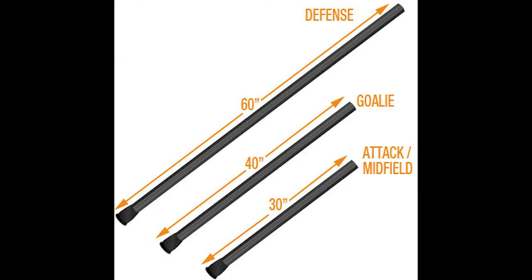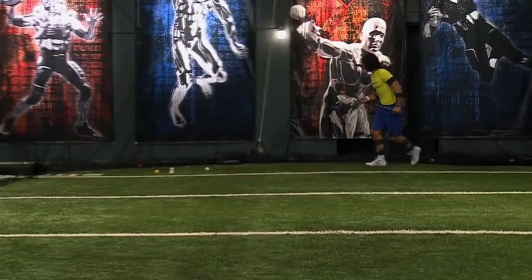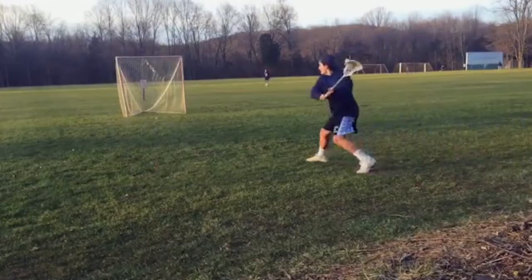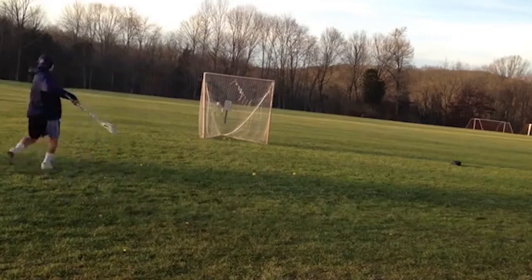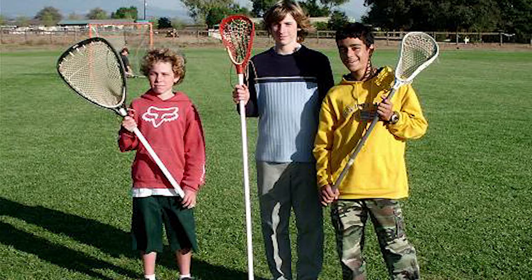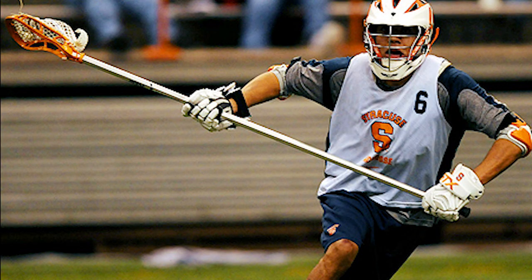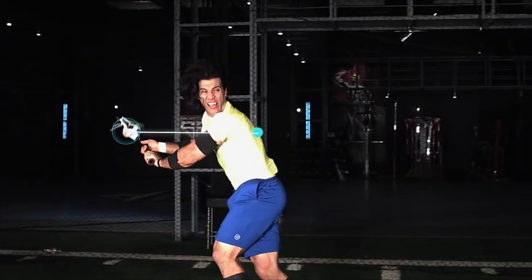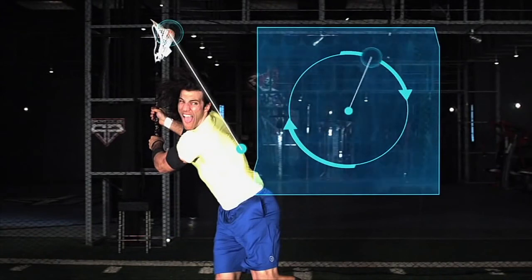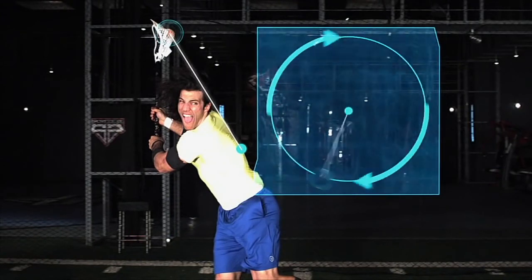Long sticks are 6 feet and used by defenders. Short sticks are 4 feet and used by attackers and midfielders. Long sticks shoot faster because the further an object is from its axis of rotation, the faster its linear speed will be. Both sticks have the same angular velocity, but the linear velocity of the long stick is much higher. This is true because the head of the stick is farther. The farther an object is from its axis of rotation, the faster its linear speed.